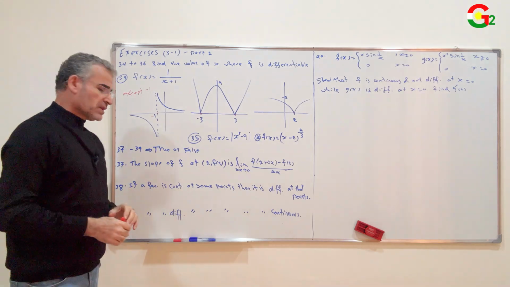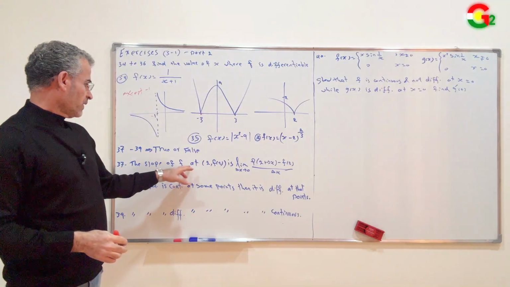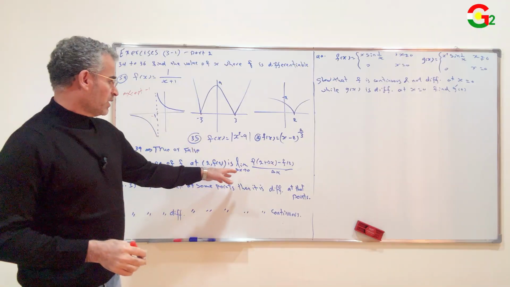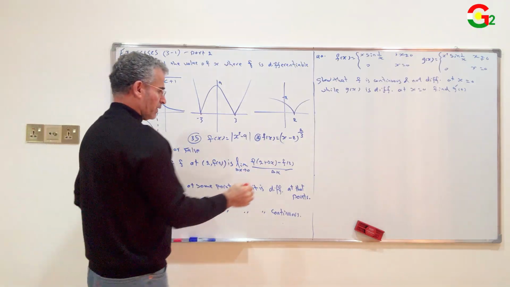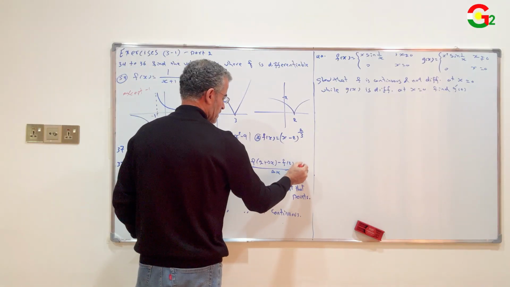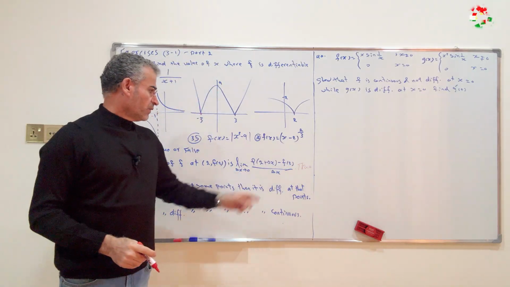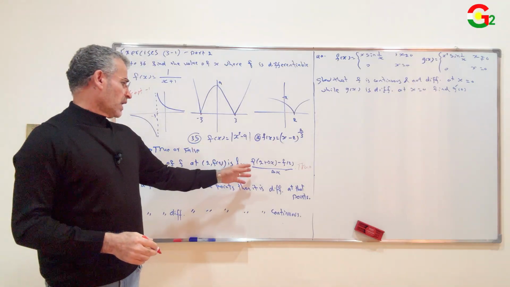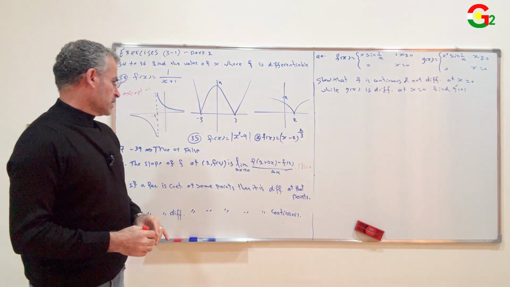Question number 37 to 39, answer true or false. The slope of the function f at 2, f prime of 2, is the limit of f of 2 plus delta x minus f of 2 over delta x. This statement is true because this is the definition of the derivative of the function, and the derivative is equal to the slope.